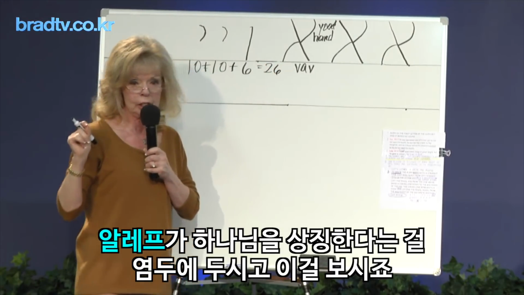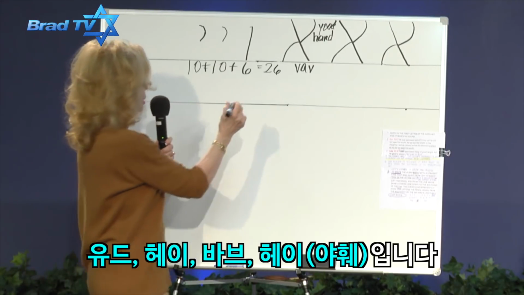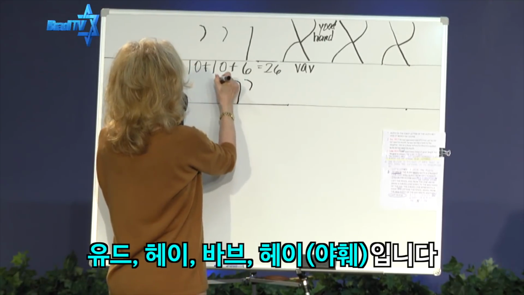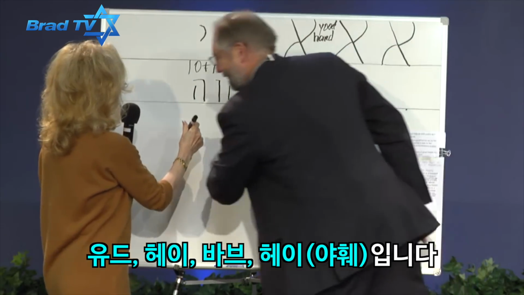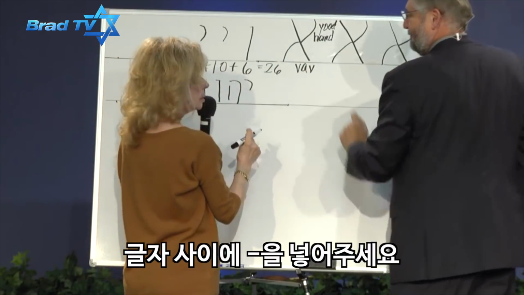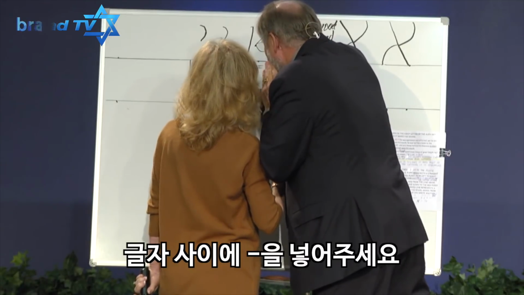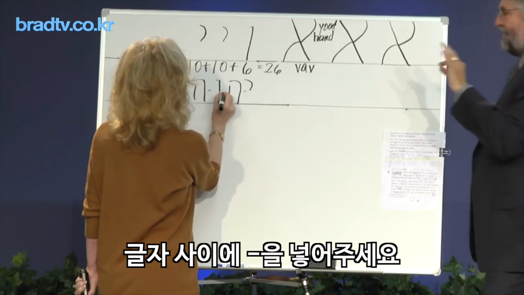Now look at this. In case you're still wondering whether this Aleph represents God, look at this. We have the Yud, Hey, Vav, Hey. We'll draw a little line there, so you're not going to erase God's name. You don't want to erase God's name, so that when you erase it, it's not really God's name. You understand the concept?